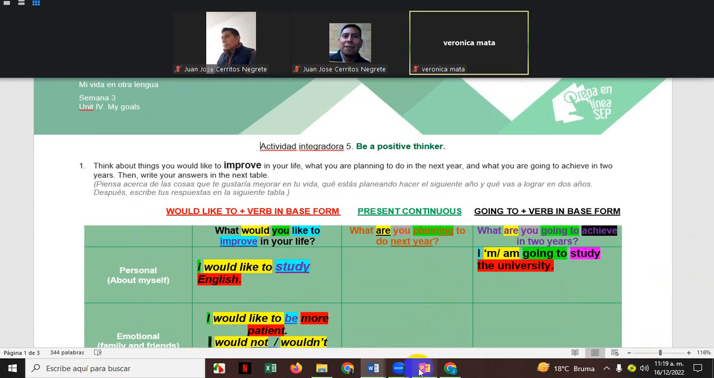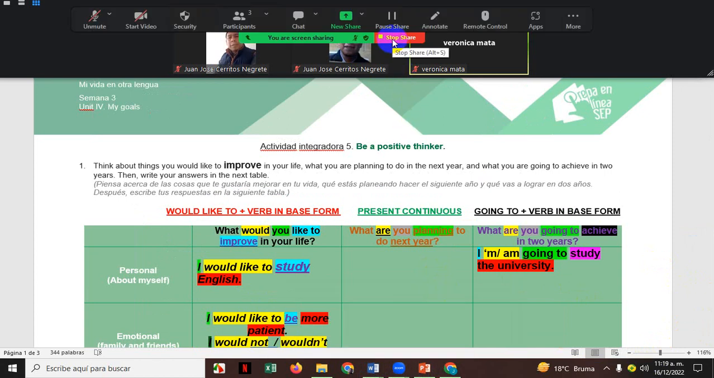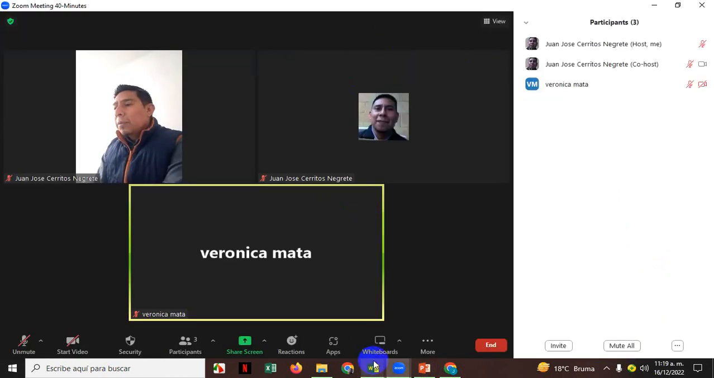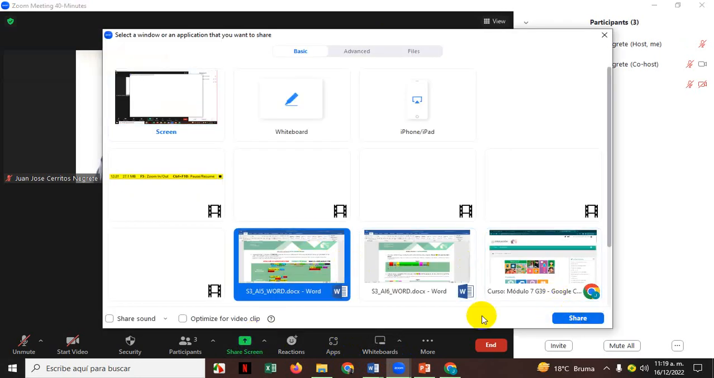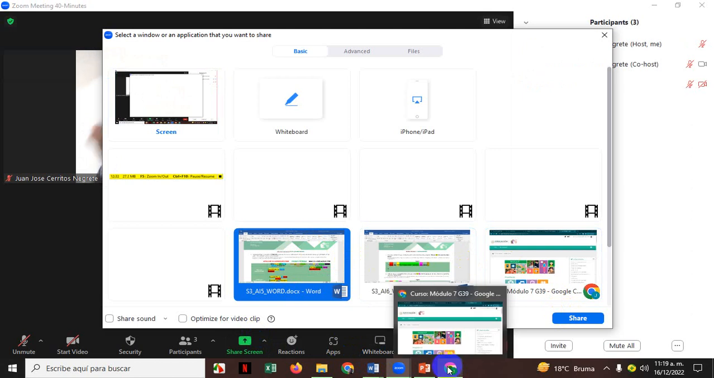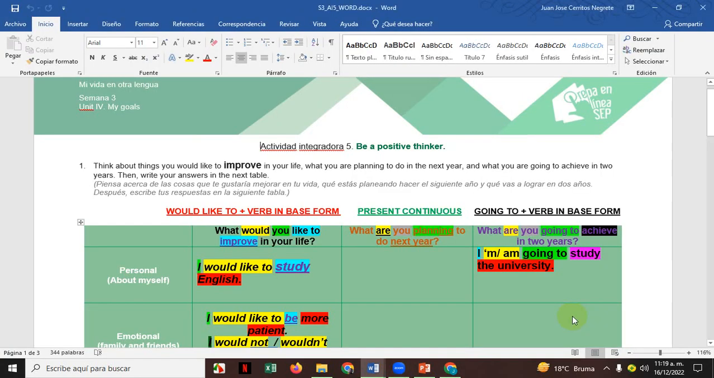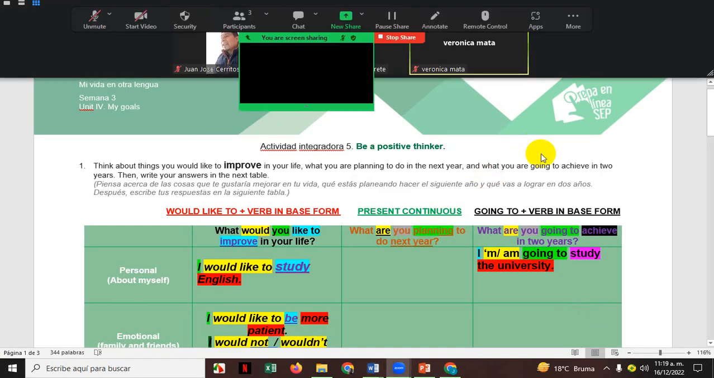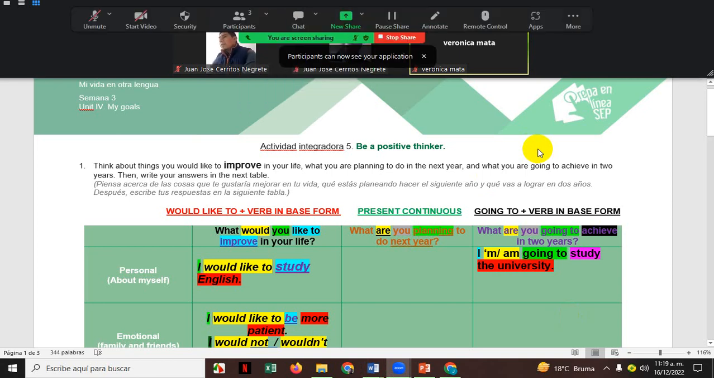The first one, I'm going to share with you this information. Okay, I'm going to stop sharing this agenda, and I want to share with you the activities. First you have to download the document, which is Be a Positive Thinker, and work on it according to what it asks. Think about things you would like to improve in your life, what you're planning to do next year, and what you're going to achieve in 2 years, and then write your answers in the table or chart.